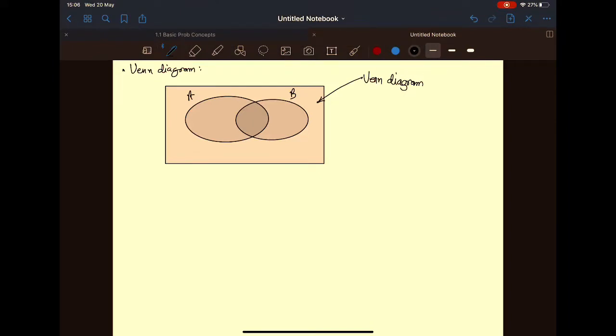Talking about the Venn diagram, we'll look at very interesting concepts under that and our representation of the set. So we'll also look at the union of a set.